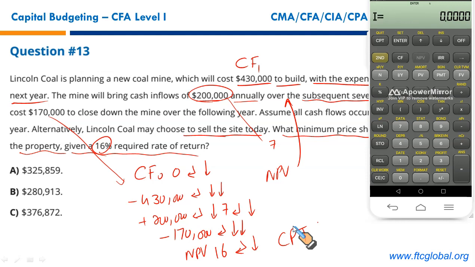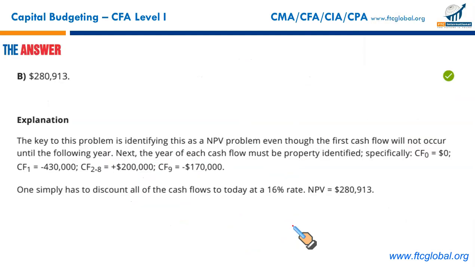Press NPV. Interest rate or the discount rate is 16. Enter, down arrow key, and press CPT. It's 289.13. That makes B the correct option, and as you can see, B it is.